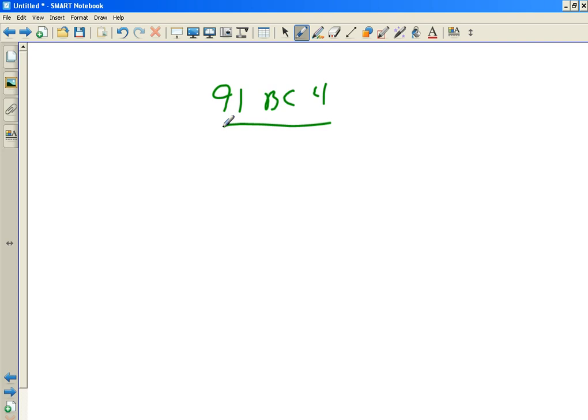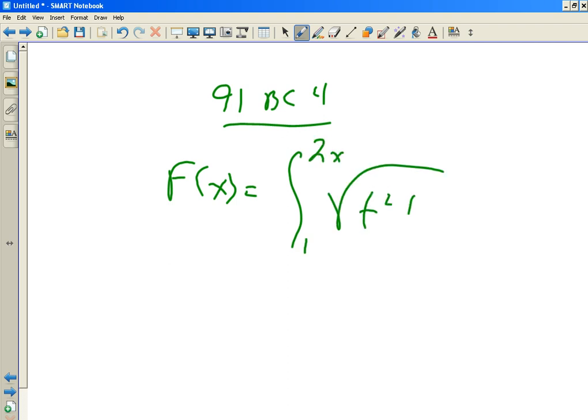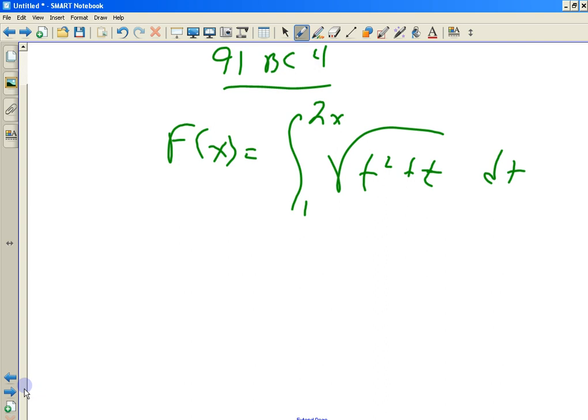Okay, this is what you're given. Are you ready? Cap F of x, a function defined as an integral, is the integral from 1 to 2x of the square root of t squared plus t dt. This is what you're given. Now, this is not parametrically defined. The question is, though, what is the arc length of this curve, whatever it looks like, from x equals 1 to x equals 2?